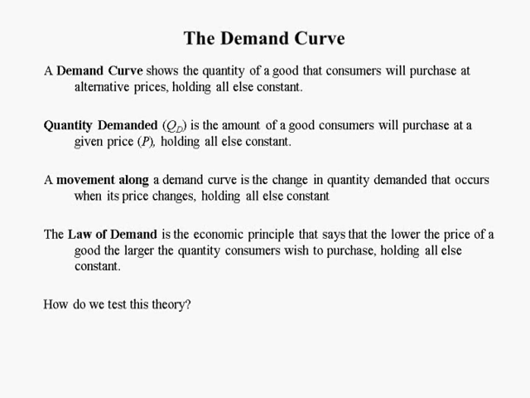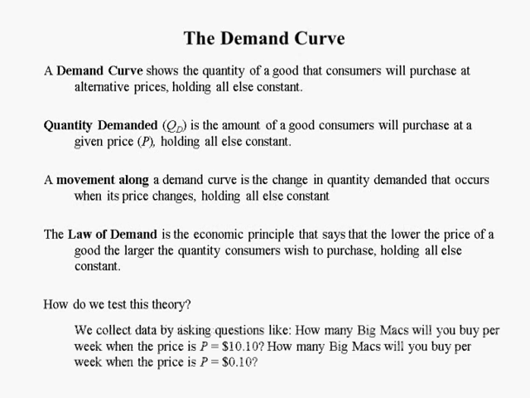Now this is a theory, so how do we test it? Well, like any theory in science, it's tested with an experiment. And the kind of experiment we're going to conduct here is we're going to ask some questions and then observe people's answers. So we're going to ask questions like, how many Big Macs will you buy per week when the price is $10.10? How many Big Macs will you buy per week when the price is 10 cents?